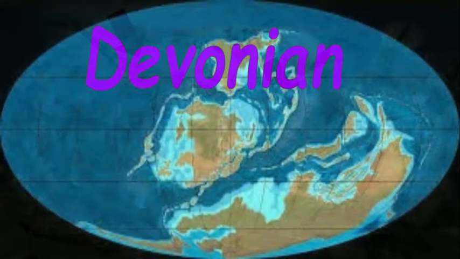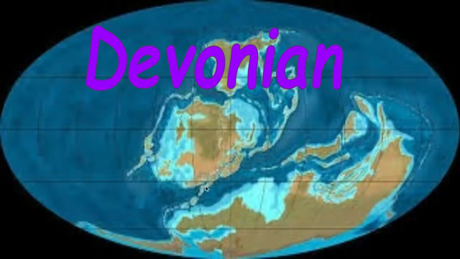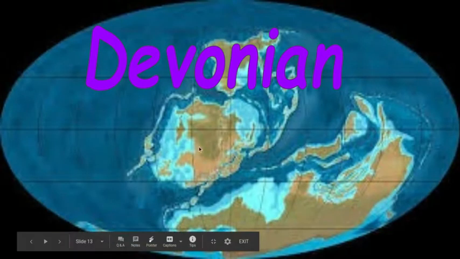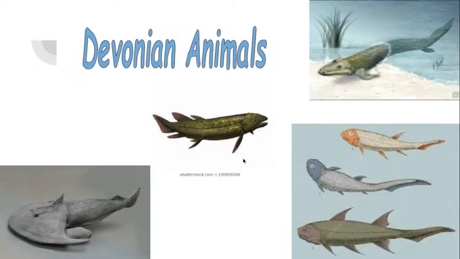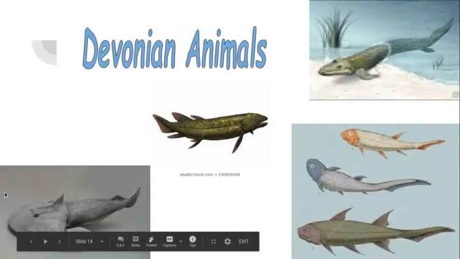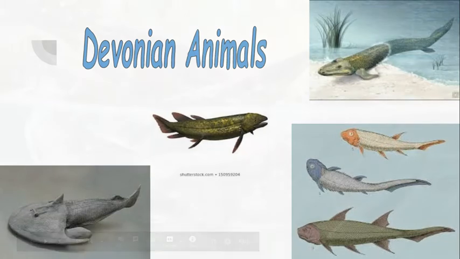As you can see, Gondwana has moved north, and Laurasia has moved south. They will connect very soon. Here are some Devonian animals. You can see the first jawed fish, some flounder-like fish, and three other types of fish right here, which I don't know, but they're jawed fish, and then some of them started to go on land.